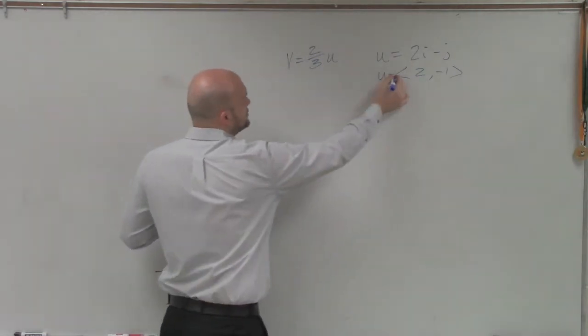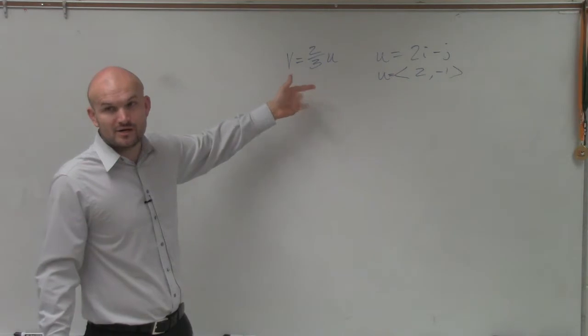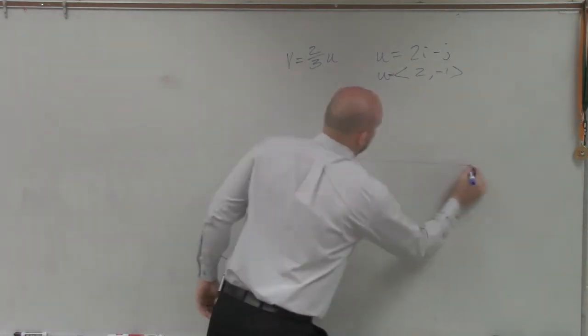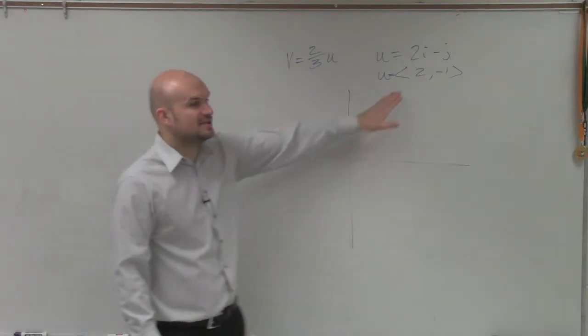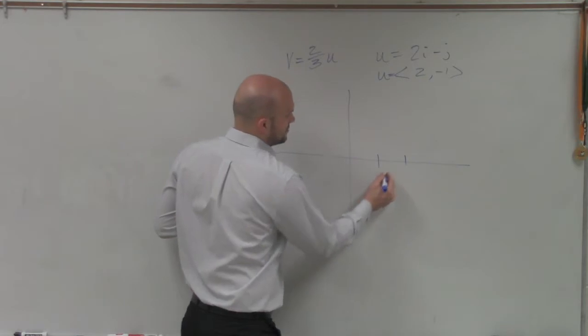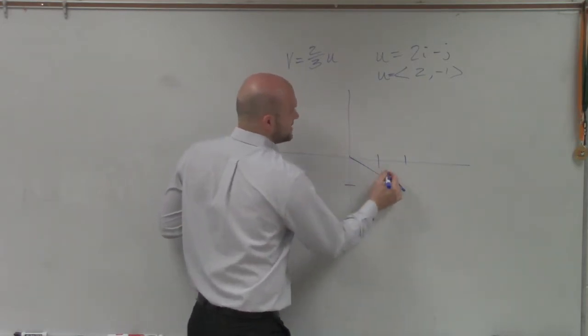So what I'm going to do is graph u, and then apply my operations for my new vector, which is a scalar. So let's just graph what u would look like. Remember, this is 2i minus j. It's going to be the same thing as going over 2, down 1. So that is my vector u.